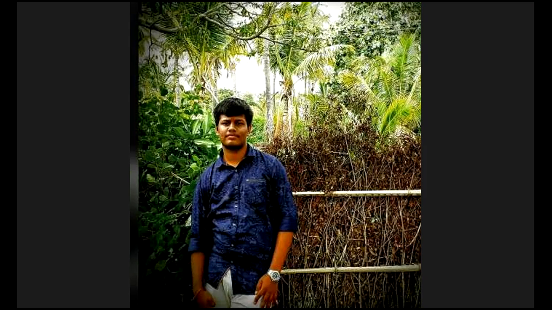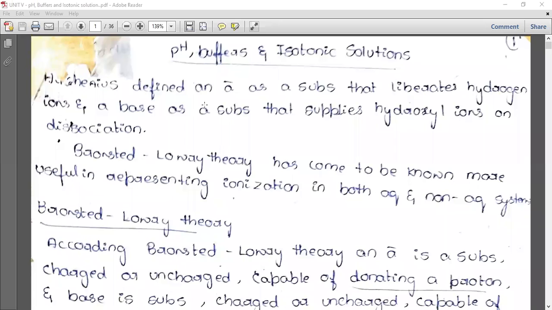Anybody else? Any other different answers other than proton donors and proton acceptors? No? All are okay with the same answer? Okay. So in general, there are three different theories which explain acid and base on their own.